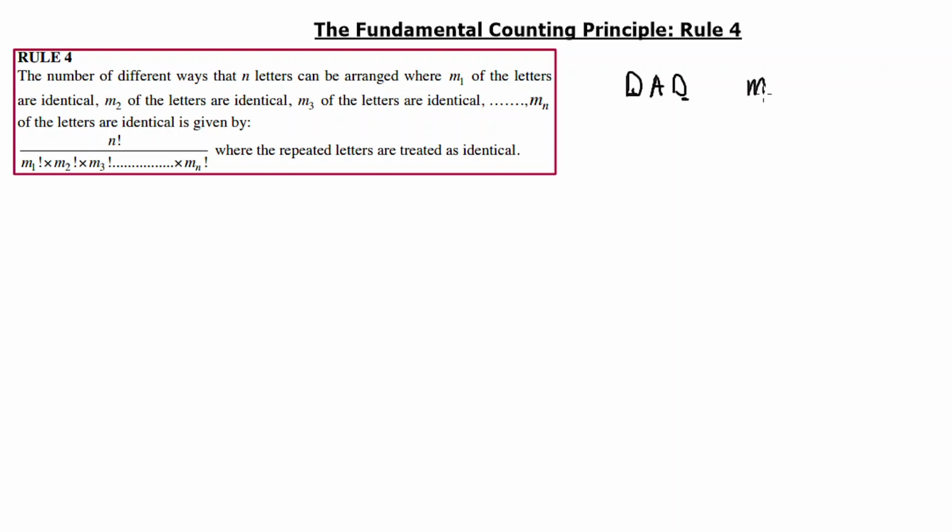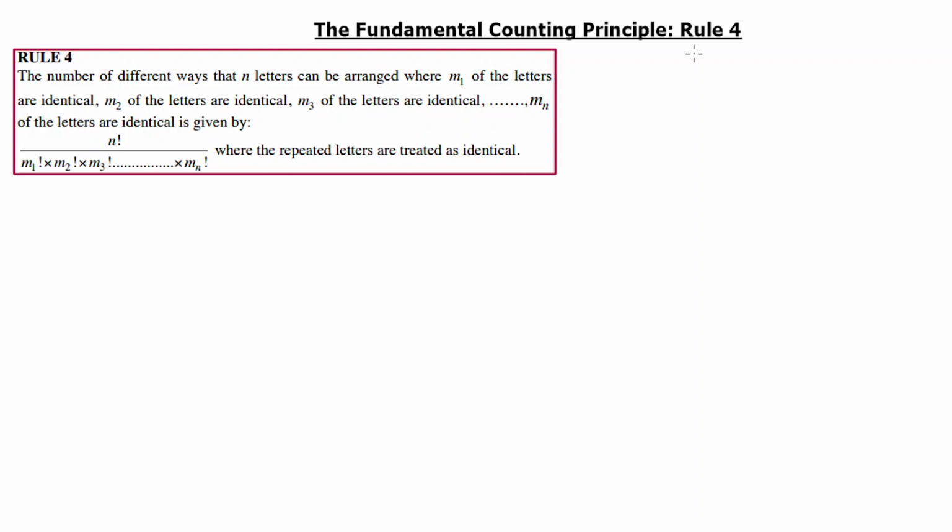It means that this is m1. Remember? M1. So the D and the D are treated as identical. In some cases, the D and the D, we don't treat them as identical. So for rule number 4, that's when we treat them as identical.